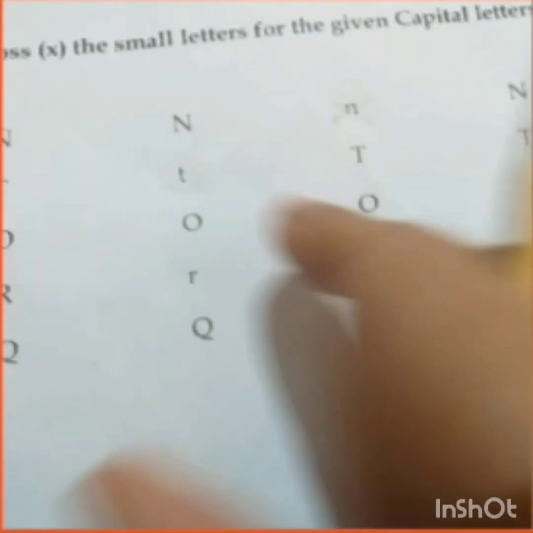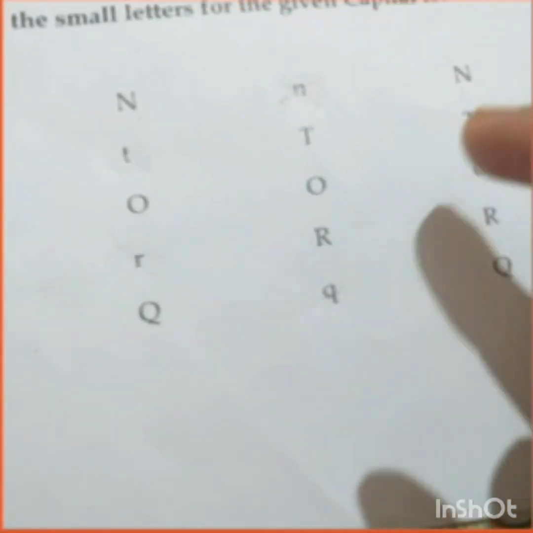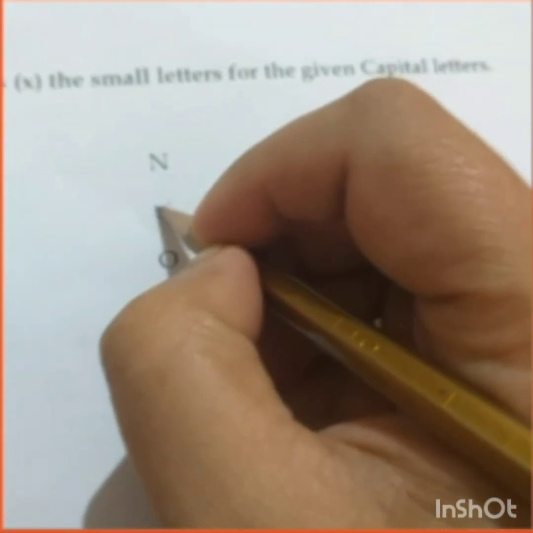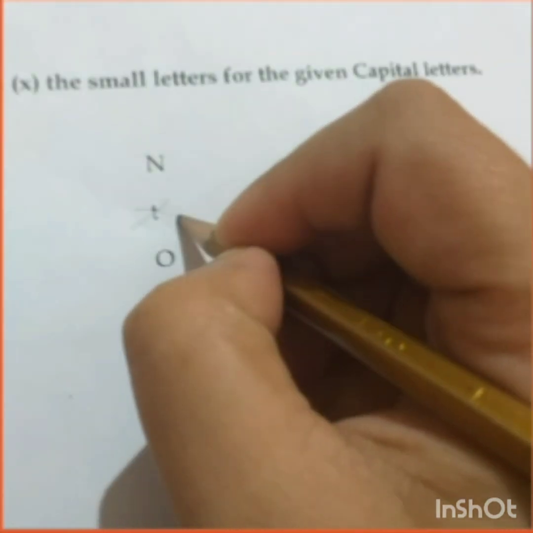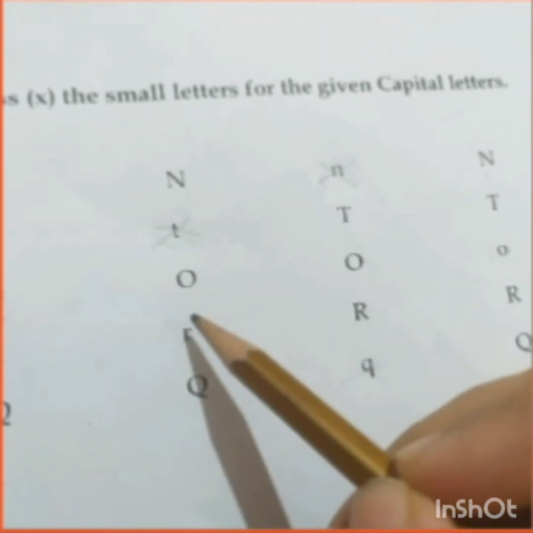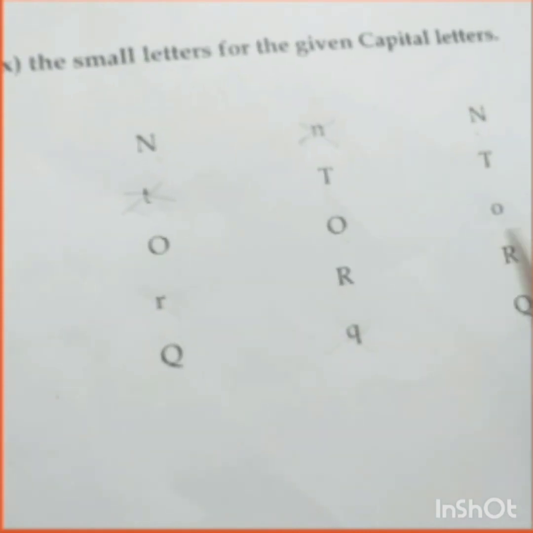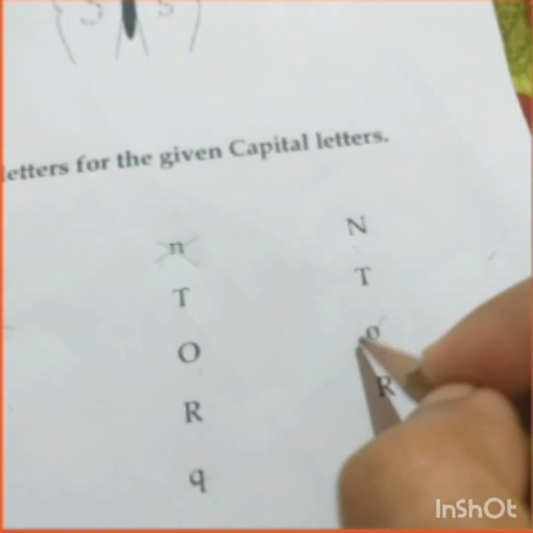The next question is capital T, small t, capital T and small t. Which one is a small one? This one is a small one, so you have to make a cross. You have to make an X. The next one is O. It's a capital O, and this one is a small o. So you have to make a cross here.